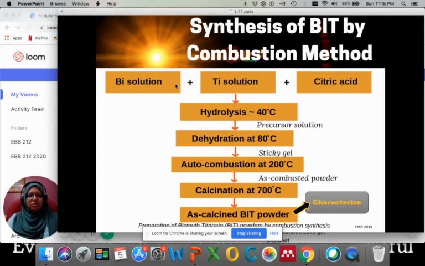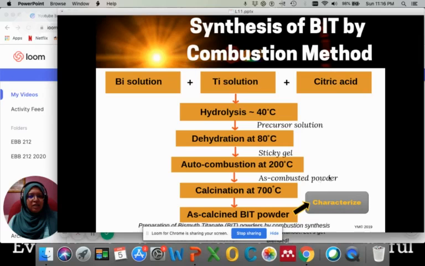This is an example of synthesis of bismuth titanate by the combustion method. You need bismuth solution, titanium solution, and citric acid. These are your oxidizers, and this is the fuel. The first step is hydrolysis at about 40 to 60 degrees C, followed by dehydration at about 80 degrees C to form a sticky gel. This sticky gel we will then combust at about 200 degrees C. Meaning that from 80 degrees C, once it forms the sticky gel, we increase the temperature up to 200 degrees C to form the combusted powder.